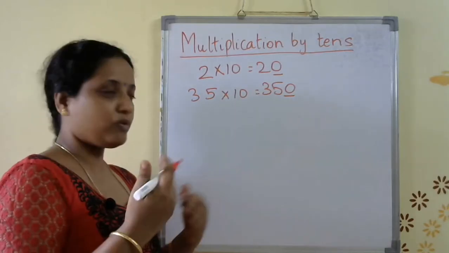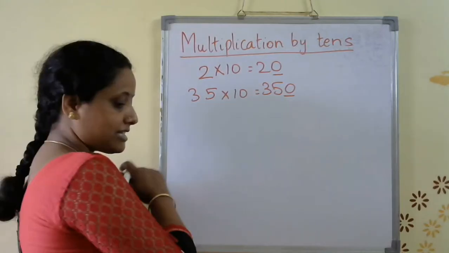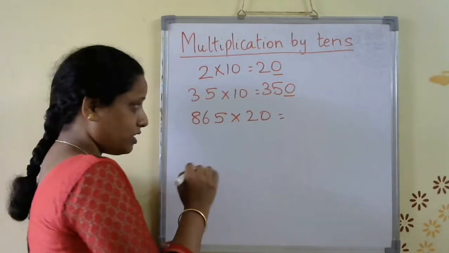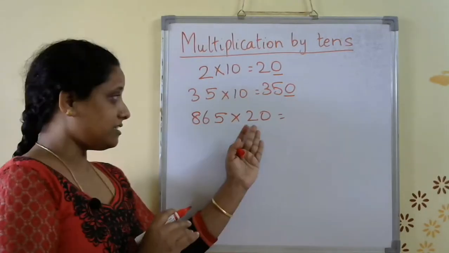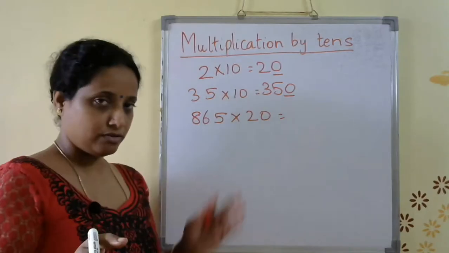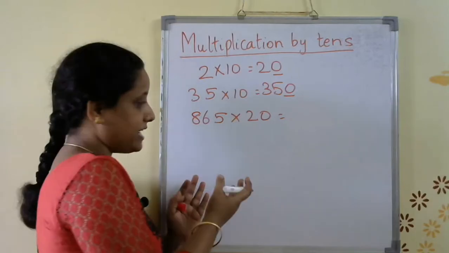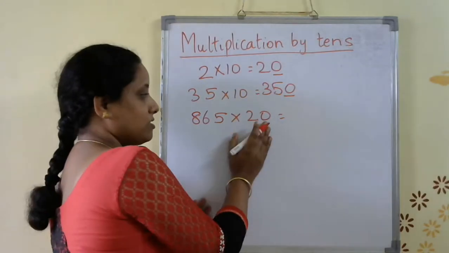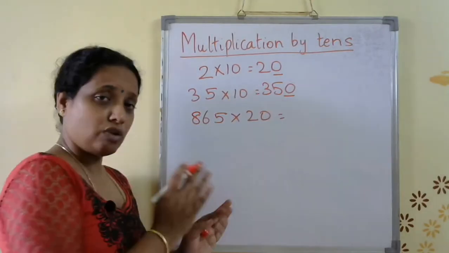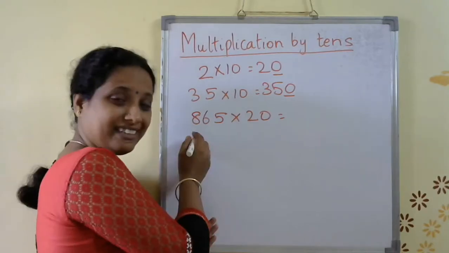Okay, so now we will multiply any other number. For example, I want to take 865 into 20. In this case, see here, 20 is also 2 tens. So I am going to multiply 865 into 20. Just remember that this 0 is going to go to the ones place, so I am not going to disturb that 0. I am going to multiply it directly by 2.